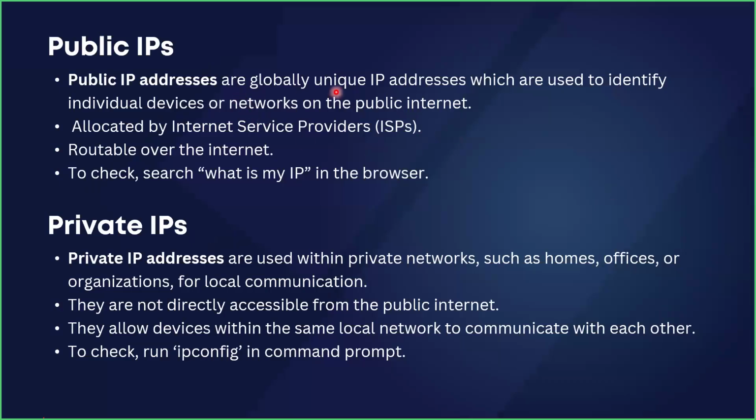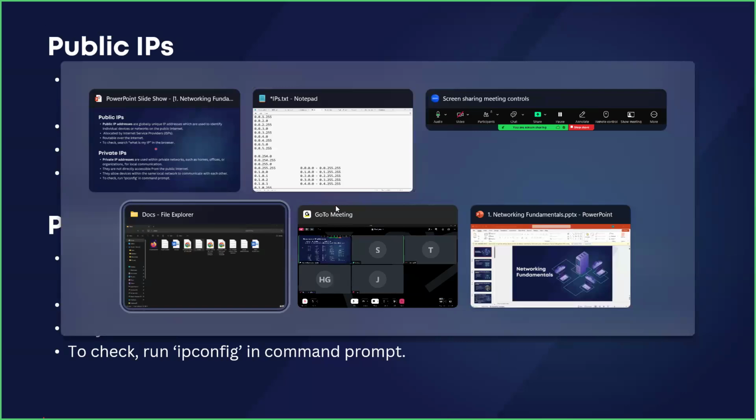So public IPs are the IPs which are globally unique IP addresses that are used to identify devices on the public internet. So when you want to connect to the internet, you need a public IP. These are allocated by the internet service providers, and they're routable over the internet. And if you want to check what your public IP is, you can open up your browser.